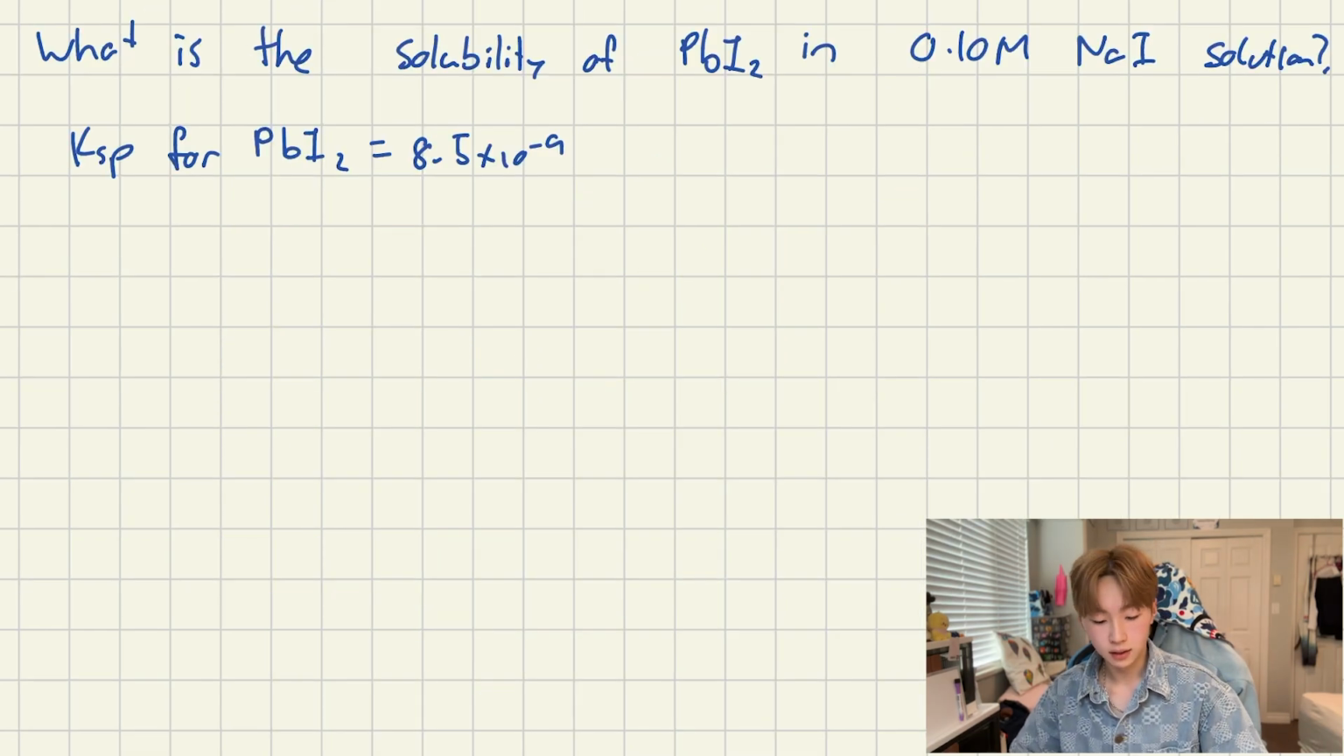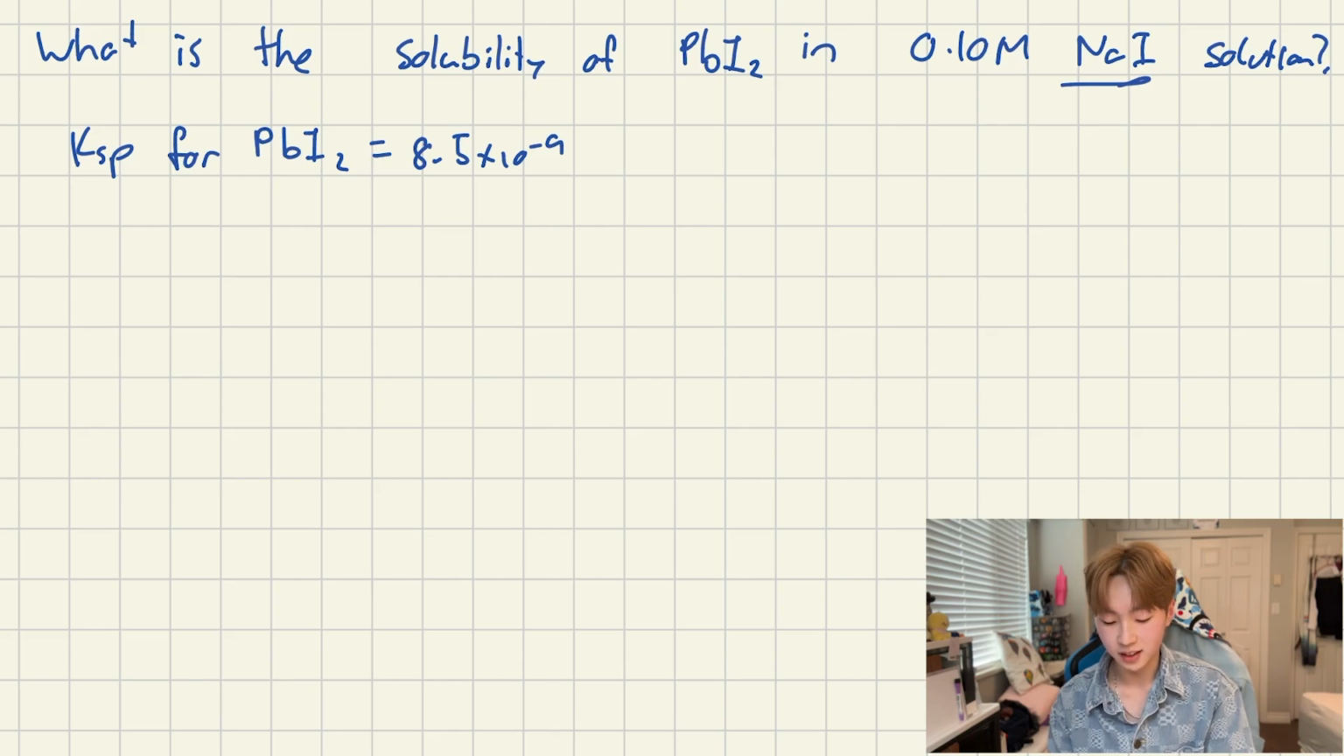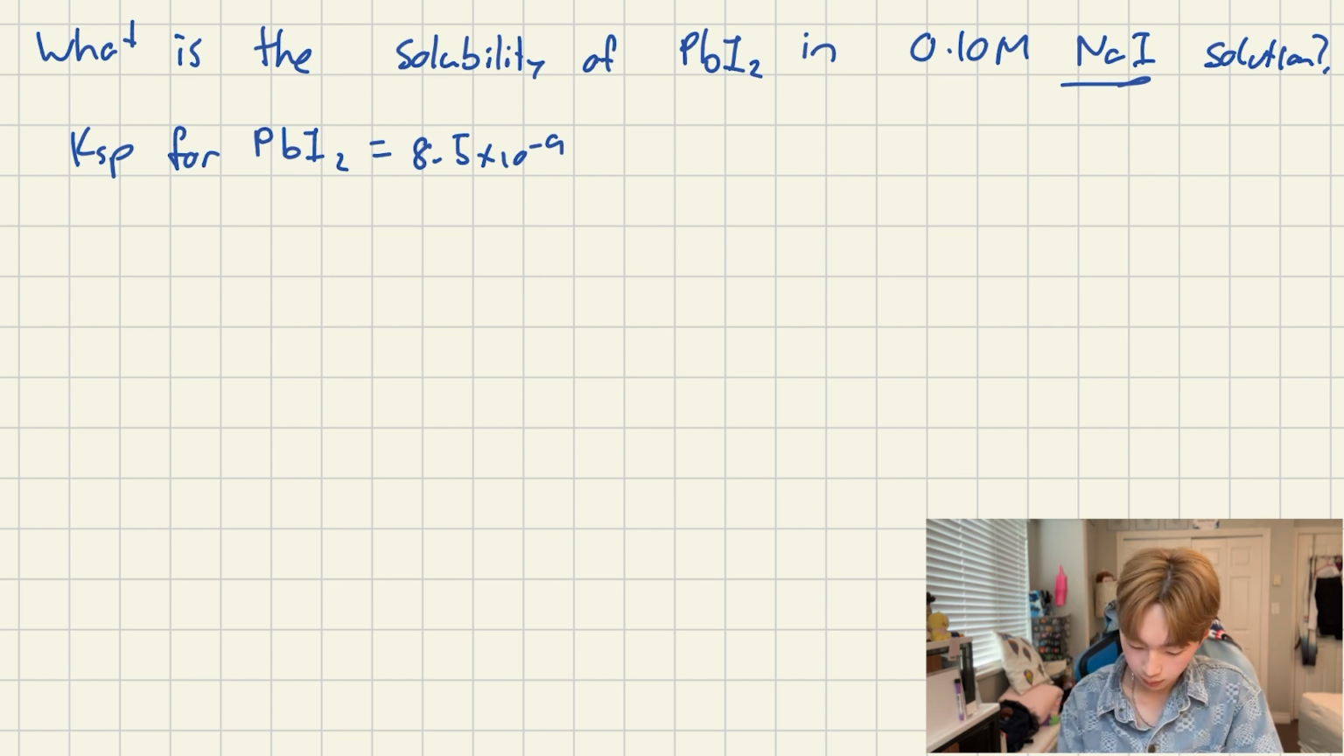Now let's look at the common ion effect. So in this question, it's asking us for the solubility of PbI2, but this time it's in a 0.10 molar NaI solution. So the NaI is actually going to provide more I- ions. So that's going to change our calculations a little bit. We'll start by writing our net ionic equation.